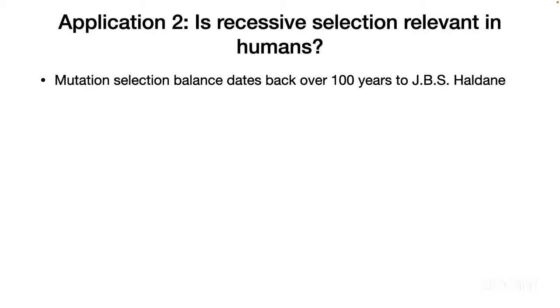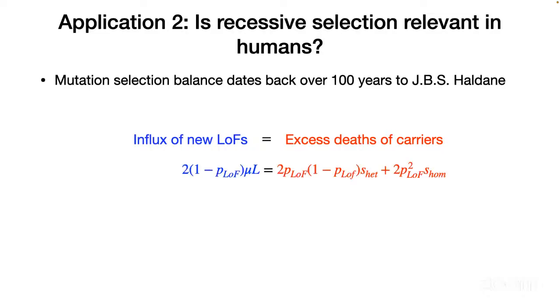This is related to the Wright-Fisher model. Haldane pioneered this about 100 years ago, and the idea is really simple. In this model, there are those blue lightning bolts of mutations entering the population. And at equilibrium, that influx of blue alleles has to get offset by the red skull and crossbones. So we're getting new alleles coming in by mutation, and at equilibrium, that has to get balanced by the excess death of people with those alleles.